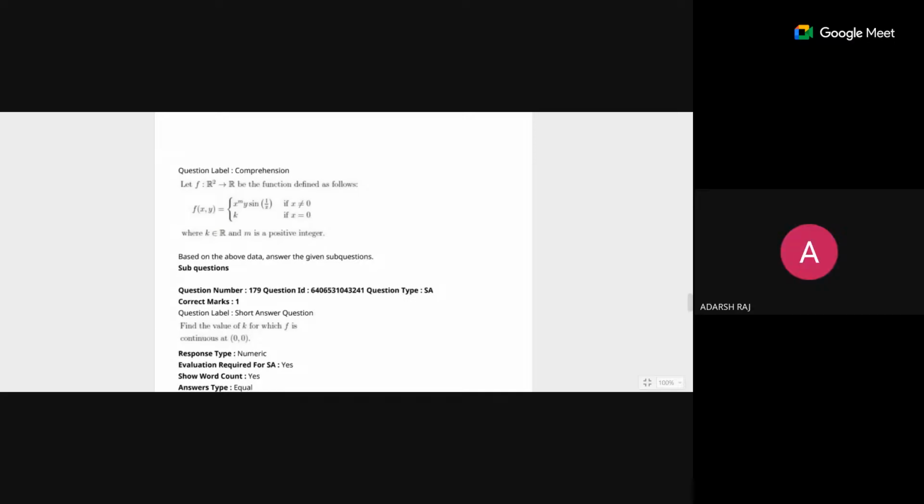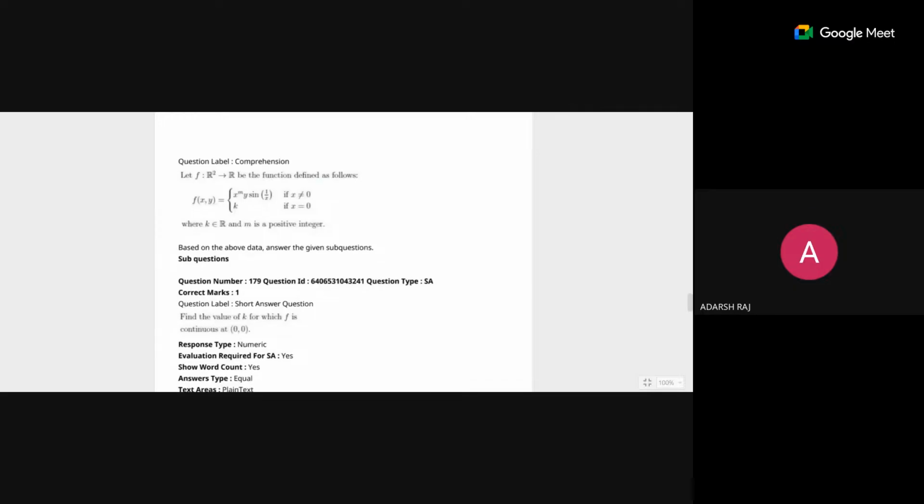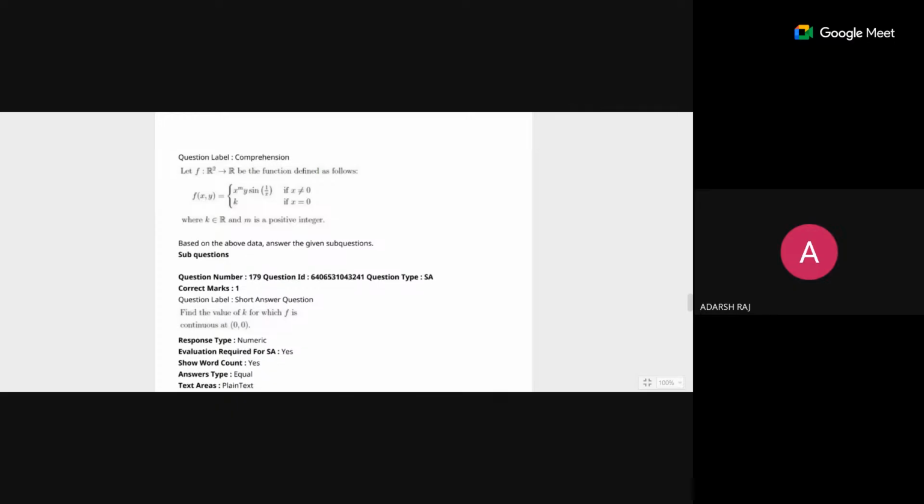So here we have a function from R2 to R. We have the function defined as follows, where k belongs to the real numbers and m is a positive integer. The question is saying: find the value of k for which f is continuous at (0, 0). So here we have to find the value of k for which this function is continuous.